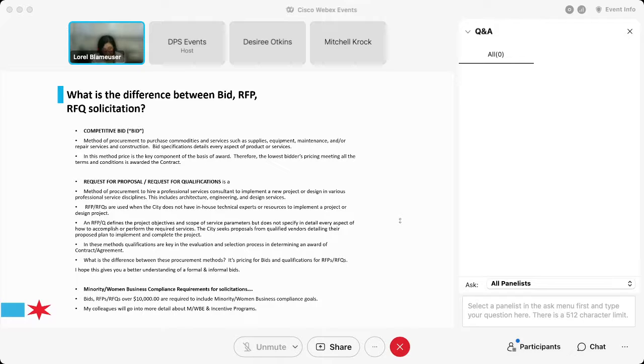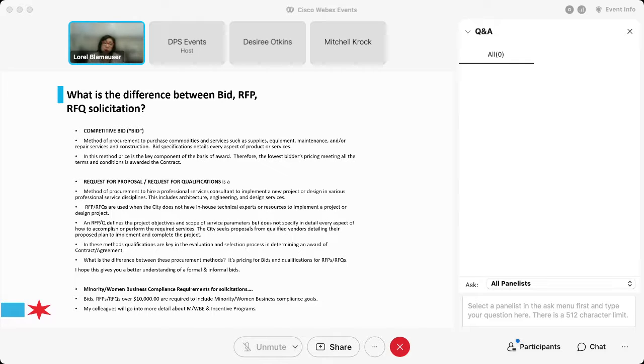And an RFP defines the project objectives and the scope of services through parameters, but does not necessarily specify what they're looking for. So they'll present an overview of what they're looking for, and you as the proposal respondent will provide the actual plan in which you intend to service the city, whether it be the number of staffing or whether it be the services that you offer. There's a vast variety. So all of that is detailed in our RFPs and RFQs.